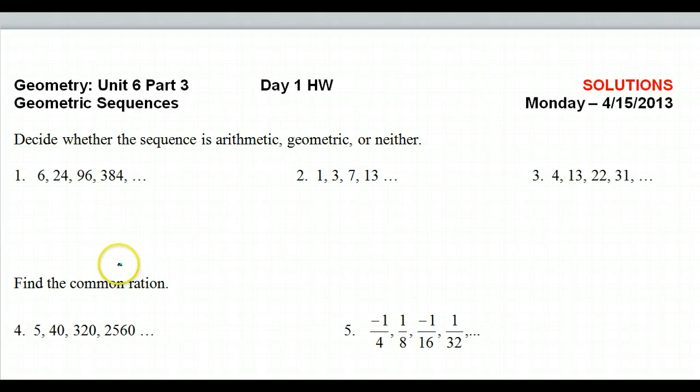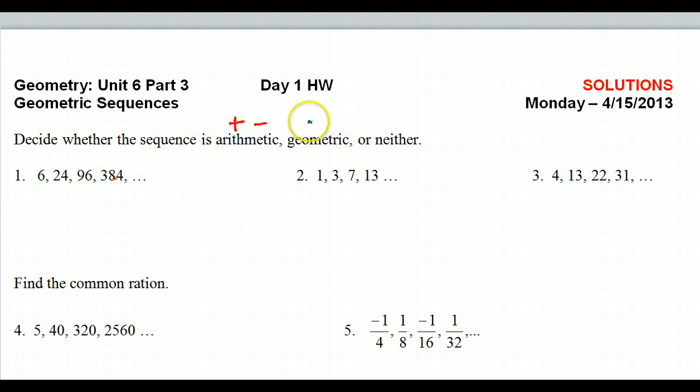Alright, this is going to be a short unit on geometric sequences, and before we can really go any further, we need to know what is a geometric sequence. For these first few problems, we have to decide, are they arithmetic or geometric or neither? So we have these sequences. If it's going to be arithmetic, we're looking for something to be either added or subtracted over and over again to get from one term to the next.